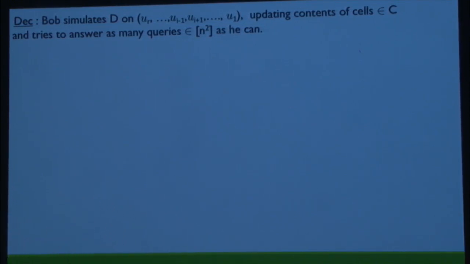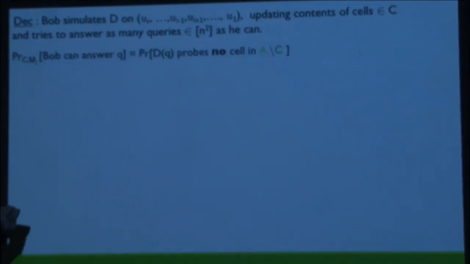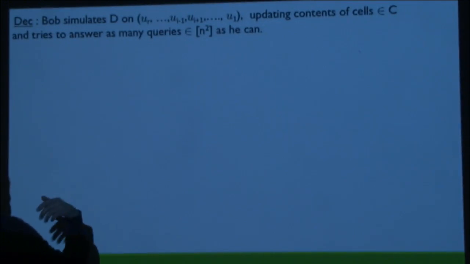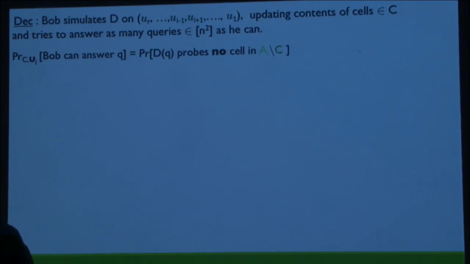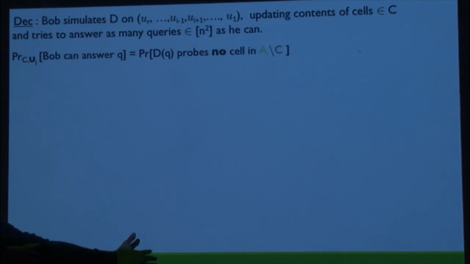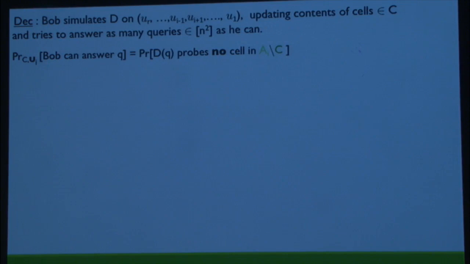But Bob is going to do his best. He's just going to try to answer as many queries as he can with his memory state. He's going to hope for the best. And what is Bob's hope here? Bob hopes that every query that he answers correctly gives him one independent bit of information on the sequence of updates. We'll see that this is a non-trivial property of the data structure problem, but this is the hope.